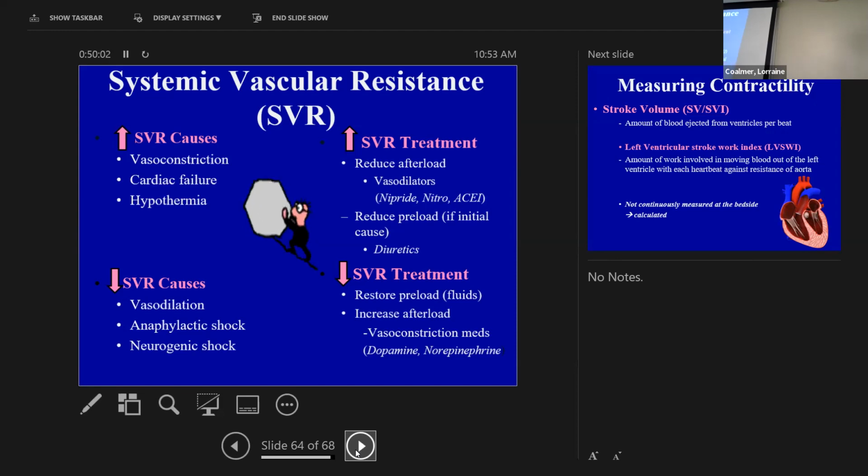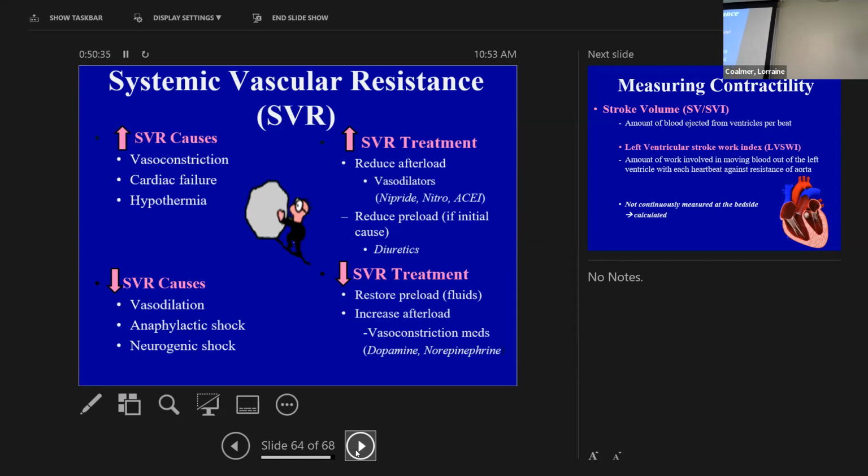Vasoconstriction could be somebody whose blood pressure we just can't get down. We're going to reduce afterload with our ACE inhibitors, and preload if that's the initial cause. Knowing your CVP, knowing every single number helps you make a better decision on how to treat them. If it's a volume issue and an afterload issue, we could do both. Does that make sense? We can give a diuretic.